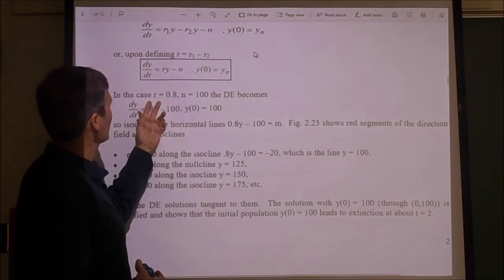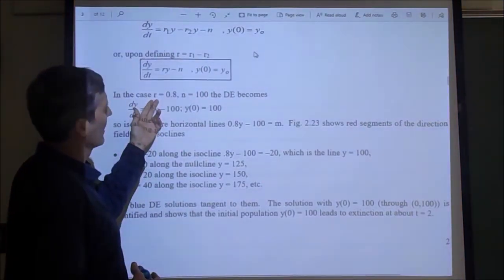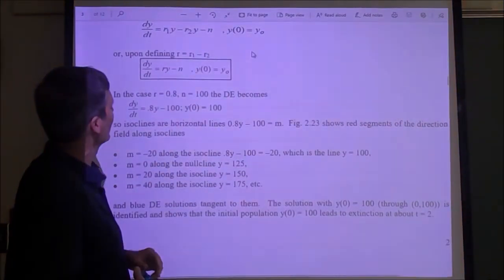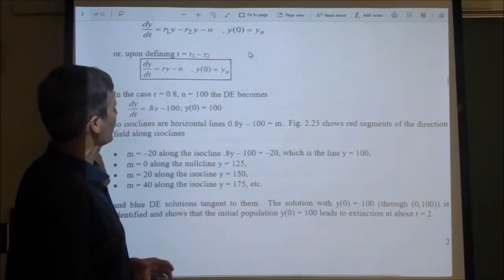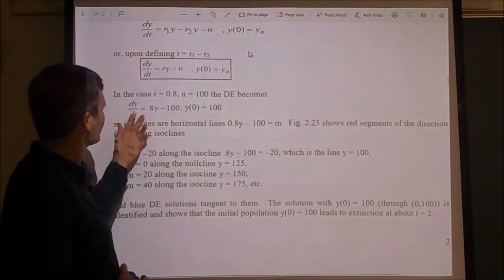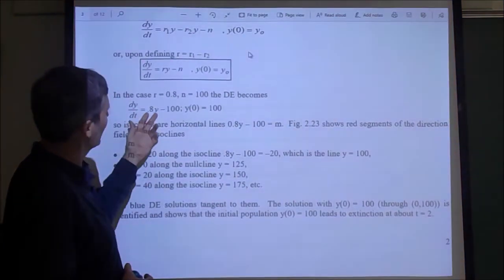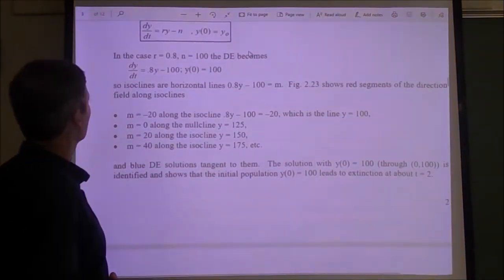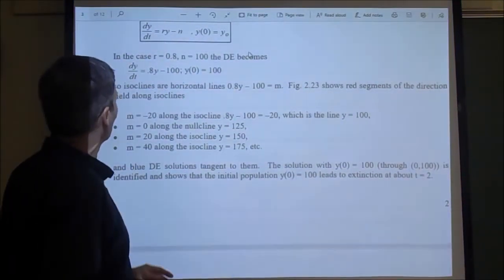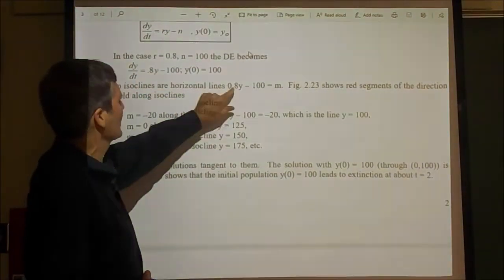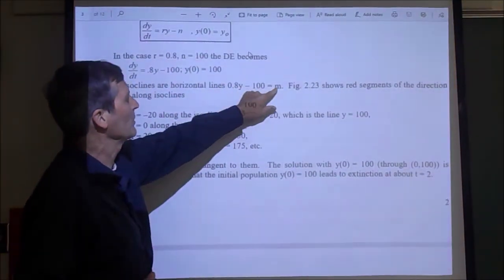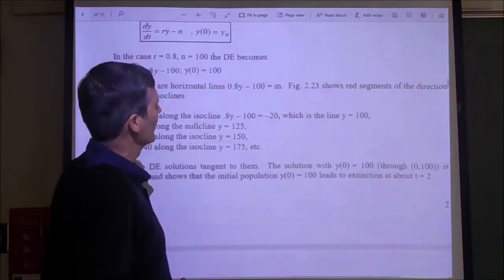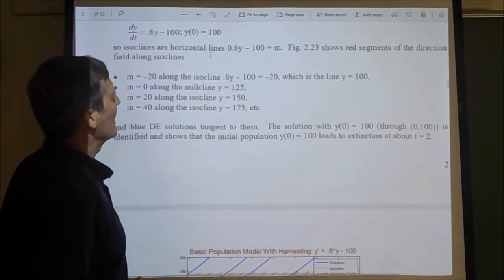For instance, suppose the growth rate, which is the birth rate minus the death rate, is 0.8, and 100 members of the species leave per unit time. And you have this differential equation, dy/dt equals 0.8y minus 100, with y(0) equal to 100 creatures. So the isoclines are the right side equal to a constant, 0.8y minus 100 equals m, some constant. I like m because it's the slope of the little line segment you're going to draw.